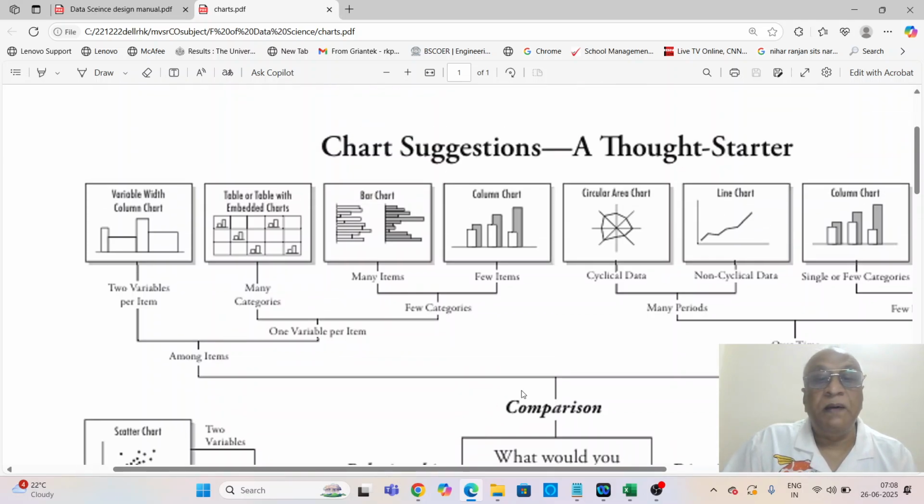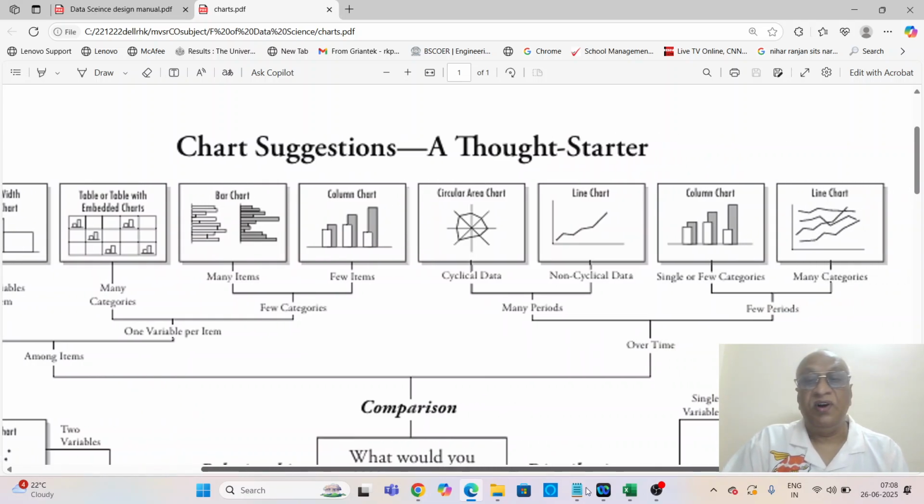Let us say I want to make a comparison, and that comparison I want to make among items. Let us say those items have two variables per item. I will go for this column chart. So I have one variable per item, let us say. For that, if there are many categories, I may go for a table or a table with embedded charts. If I have few categories but many items, I'll go for a bar chart. Few categories with few items, I may go for a column chart.